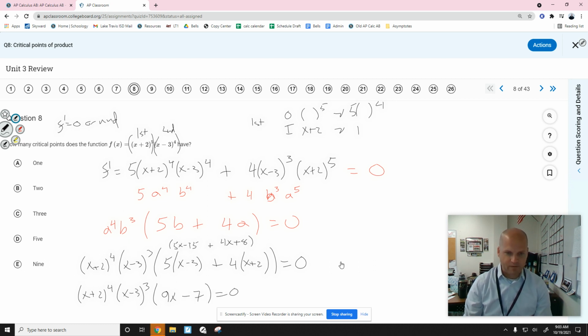So now that it's factored, I have solutions of negative 2 and 3. That makes the first 2 pieces 0 in my product. And the last piece, I'm going to have positive 7 ninths. If I plug 7 ninths into this derivative, I get 0, which is fascinating. Means I have 3 critical points. Tricky problem to figure out. Good practice of derivative rules, factoring, solving.